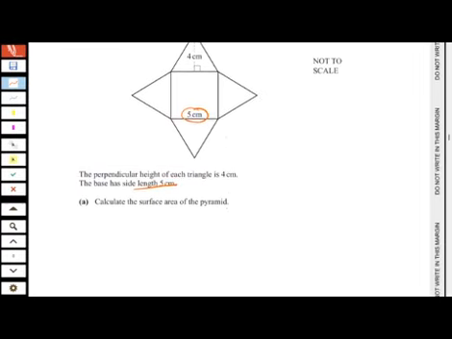Surface area of pyramid. So you can see there are 4 triangles, 1 2 3 and 4 triangles. Area of a triangle is basically 1 by 2, the base is 5, and the height is 4 centimeter. The surface area of a pyramid is equal to 4 times the area of a triangle. Why 4? Because we have 4 triangles, so we have 4 multiplied by the area of a triangle plus the area of the square.